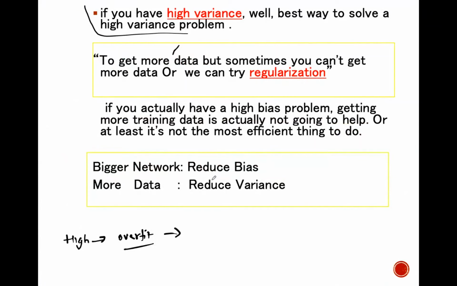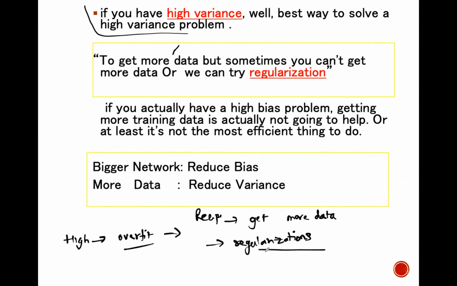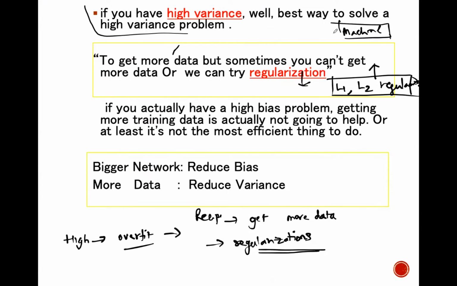We need to get more data, and there is a recipe for this. Get more data, and we can try an optimization algorithm and regularization. What regularizations do we have? L1 regularization and L2 regularization. I believe you know L1 and L2 from machine learning: Lasso and Ridge regressions, Norm 1 and Norm 2.